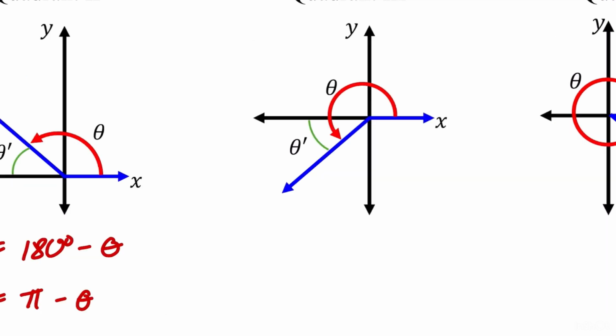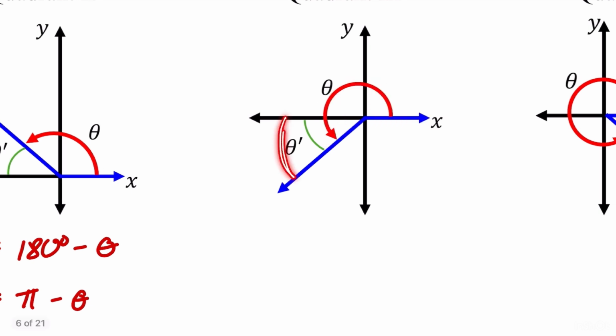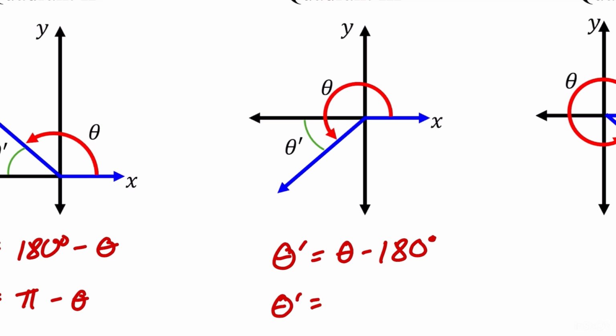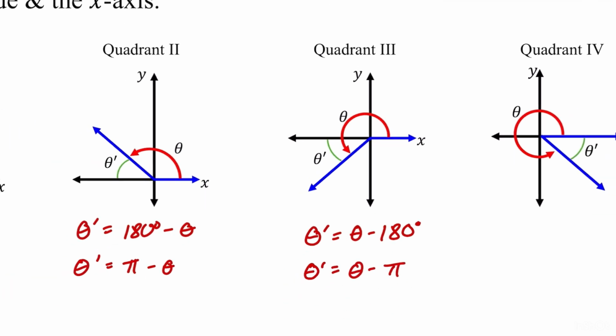In quadrant 3, we have this angle here that is from the positive x-axis moving counterclockwise, and our reference angle is just this angle between the x-axis and the terminal side. So if we want just the reference angle, then we have to subtract 180 degrees from theta. So theta prime is going to be theta minus 180 degrees, or if we were in radians, then theta prime would be theta minus pi. Okay, so already we're seeing 2 different relationships between finding a reference angle in quadrant 2 versus finding a reference angle in quadrant 3.